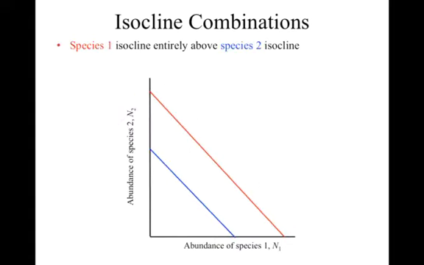All right, let's look at scenario number 2. Here we have the species 1 isocline lying entirely above the species 2 isocline.